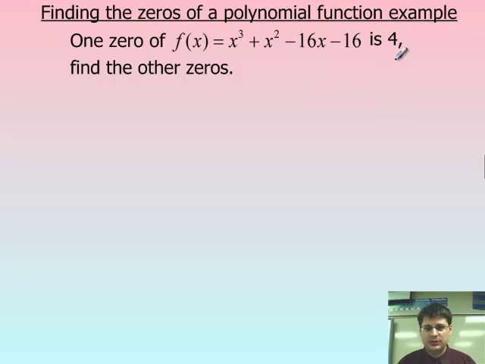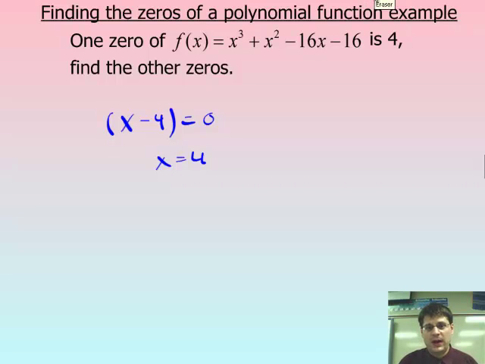So we want to find the other zeros. We know that one of the zeros, or solutions, if you will, is going to be 4. And so therefore, one of the factors is going to be x minus 4, because if x minus 4 is equal to 0, therefore x is equal to 4.